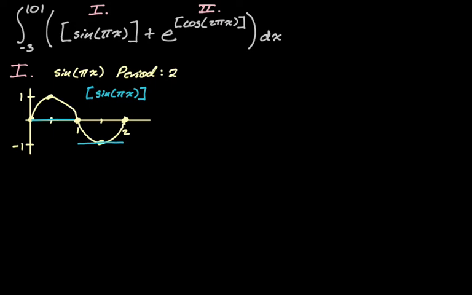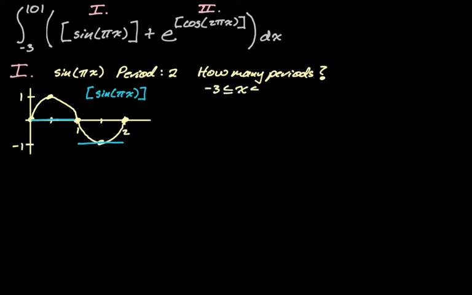Now, the question is, how many periods are we dealing with? Because this question really is a question of whatever happens on one period of a trig function happens on every period of a trig function. So if I can figure out the answer for one period, I can just multiply it by the number of periods that are involved. So how many periods are involved here? Well, we're going from -3 to 101. So the question's actually nice in that it gave us an integer number of periods, right?